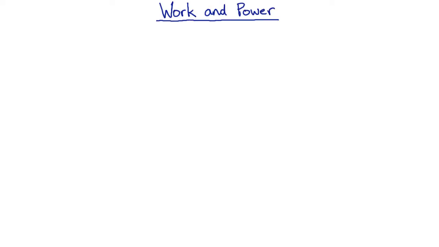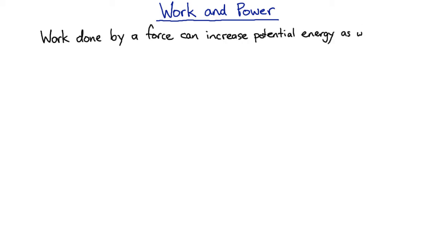Work done by a force can also increase potential energy as well as kinetic energy. So the obvious example is when you raise something up. If I have a mass, then it's got a force due to gravity going down. The magnitude of that force is going to be that mass times the acceleration due to gravity.